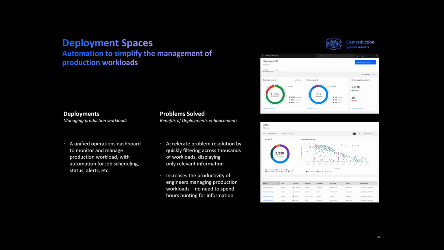Okay, so deployment spaces, automation to simplify the management of production workloads, which is great. So when you have a workload on your system, you have different nodes. You can actually manage what runs on what nodes. You can have different alerts, and you can actually balance things out. Because again, it's not segregated systems, it's one platform.